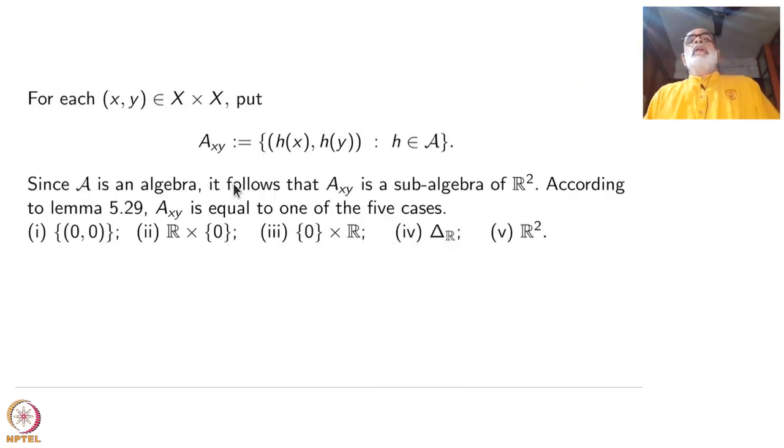Now, last time we have introduced this algebra R cross R, and we studied all possible subalgebras of R cross R. So now we are going to exploit that. For each (x, y) inside X cross X, let us make this notation. A_xy is all ordered pairs (h(x), h(y)) of real numbers, where h ranges over this curly A, where curly A is the closed subalgebra that we are studying.